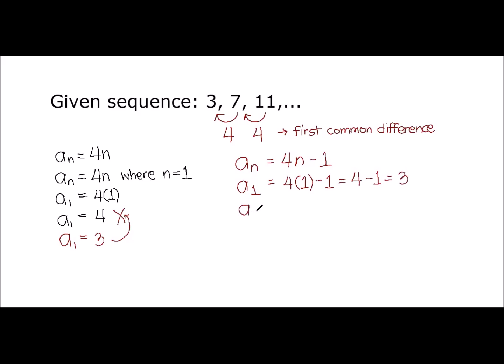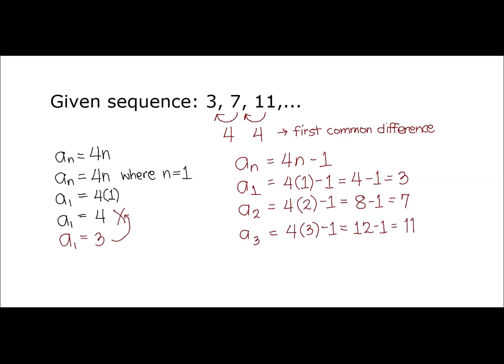That's our first term. Let's try again. A sub 2 is equal to 4 times 2 minus 1. 4 times 2 is 8 minus 1. That gives us 7. Is that our second term? Okay, so let's proceed on the third term, where n is equal to 3. So 4 times 3 minus 1. 4 times 3 is 12 minus 1. That gives us 11.